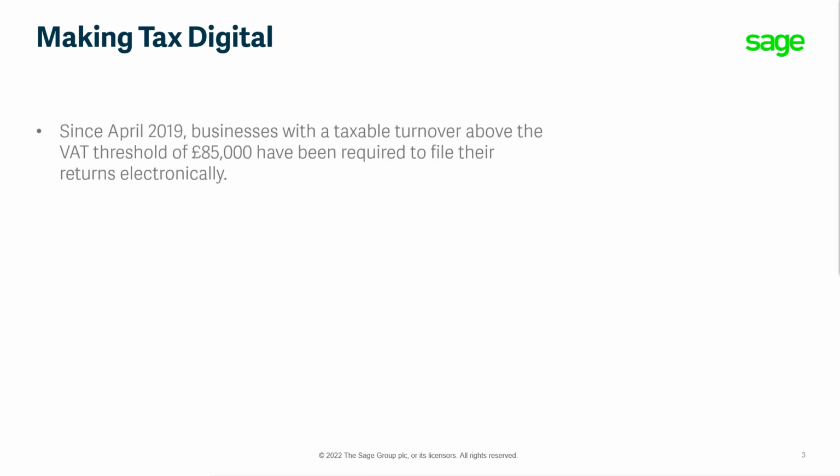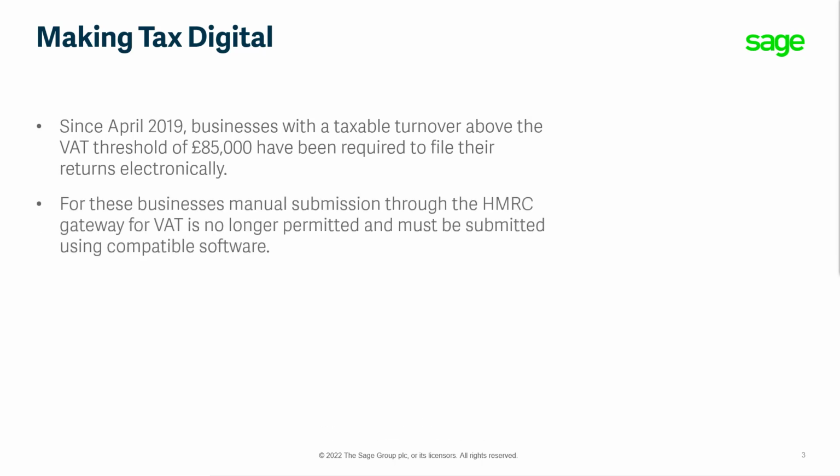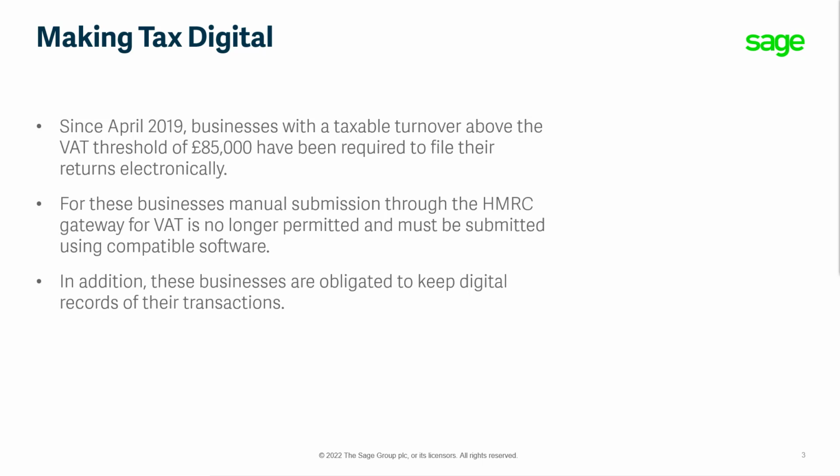So let's take a look at what Making Tax Digital is. Phase 1 of Making Tax Digital came into effect in April 2019. At this point, businesses with a turnover above the VAT threshold of £85,000 were required to register and file their VAT returns electronically to HMRC. This removed the ability for these businesses to log on to the HMRC gateway and manually submit their figures, and required returns to be submitted from Making Tax Digital compliant software or through a compliant bridging software.